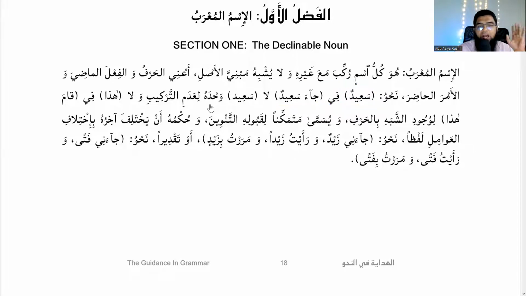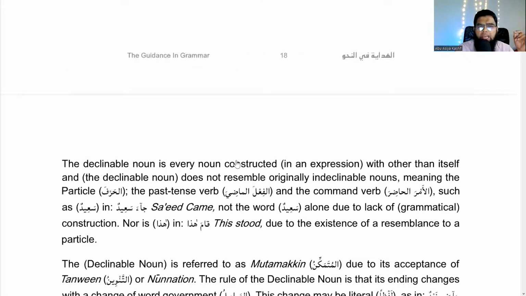لا سعيد وحده. He clarifies later on also. He says not سعيد alone, لعدم التركيب. So anything is معرب only in تركيب, when you put it in a sentence, right? Then only.